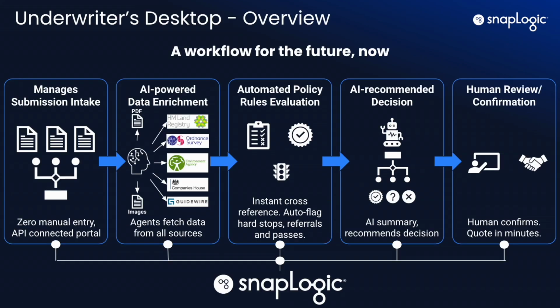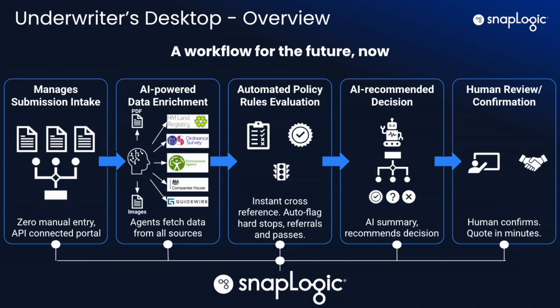Here's an example of how we can use SnapLogic to automate and improve a lot of these processes. So we can manage the submission intake, automate this, eliminate manual entry. Then we can use AI and agents to help automate the data gathering and data enrichment process. We might pull in some data from various sources, such as the land registry or ordnance survey. Maybe we look at Companies House to have a look at ownership data if a company owns it. Maybe we have some PDF reports, maybe we have some images.